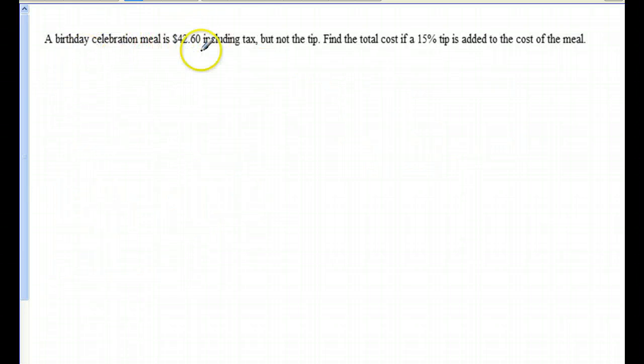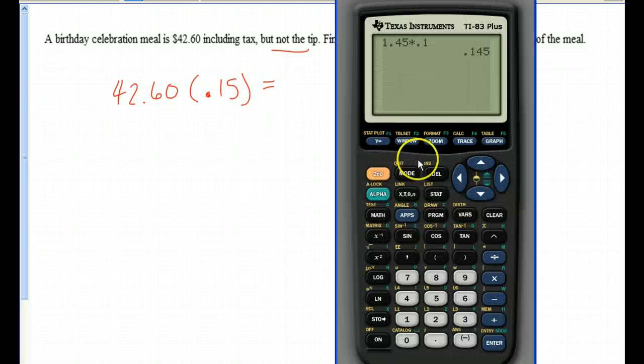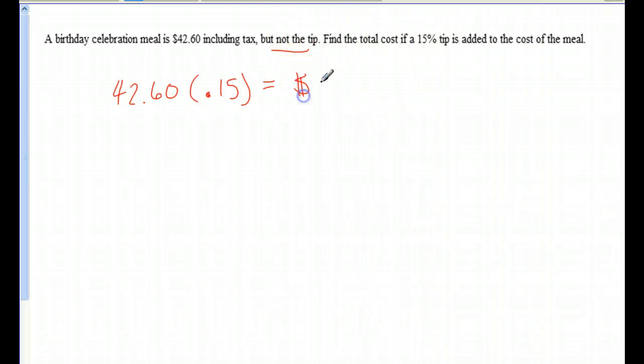Alright, this meal costs $42.60 including tax, but not the tip. Find the cost if we use a 15% tip added to the cost of the meal. Now I'm going to show you how to do this two ways. One is the way that most of you know how to do it, is multiply your cost times the tip amount, so 15%, and that'll give you how much you should tip. So if you want to tip 15%, you multiply by 0.15. $6.39 is how much you should tip. So that's the tip amount.